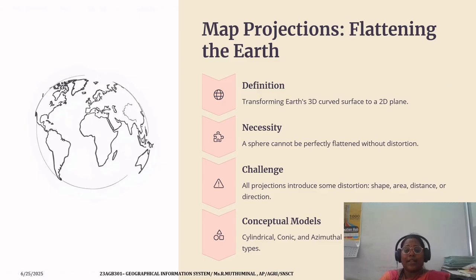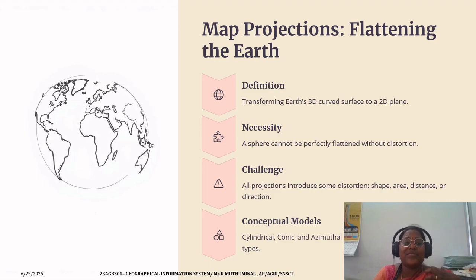The projections used in maps are the flattening of the earth's surface. That means I have to transform the earth's 3D curved surface to a 2D plane. Why do I have to convert? Because a sphere cannot be perfectly flattened without distortion. Here I'd like to quote what I said in surveying, that we have to consider the earth's surface as plane, because we can't measure distance while considering it as circular. Similarly, here also I can't flatten perfectly without distortion.